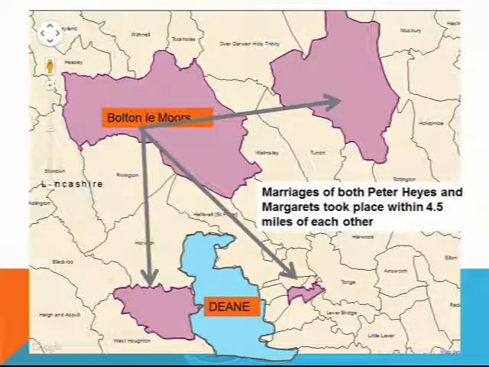Further, the two marriages took place within 4.5 miles of each other. The purple shaded areas represent the parish of Bolton-le-Moors, and the blue area is the parish of Dean. These are the places where they were married, and they are very close together. Could it be that the first marriage belongs to one of these couples and the rest of the children belong to the other couple? We know that the first Mary's father was a tailor, and the father of the other children was a coal miner.